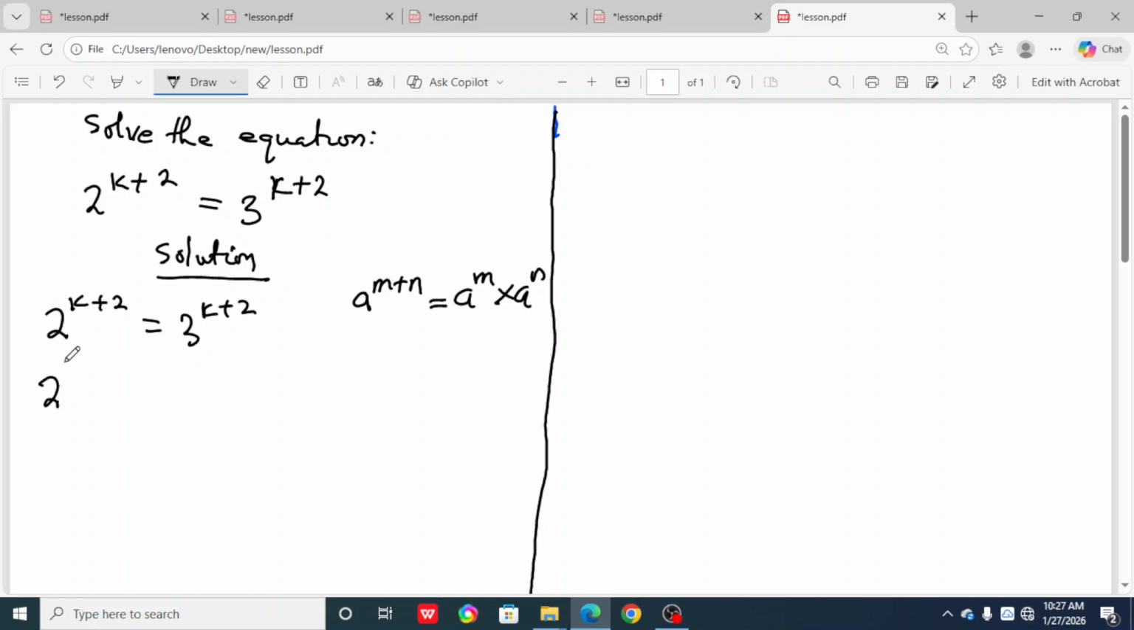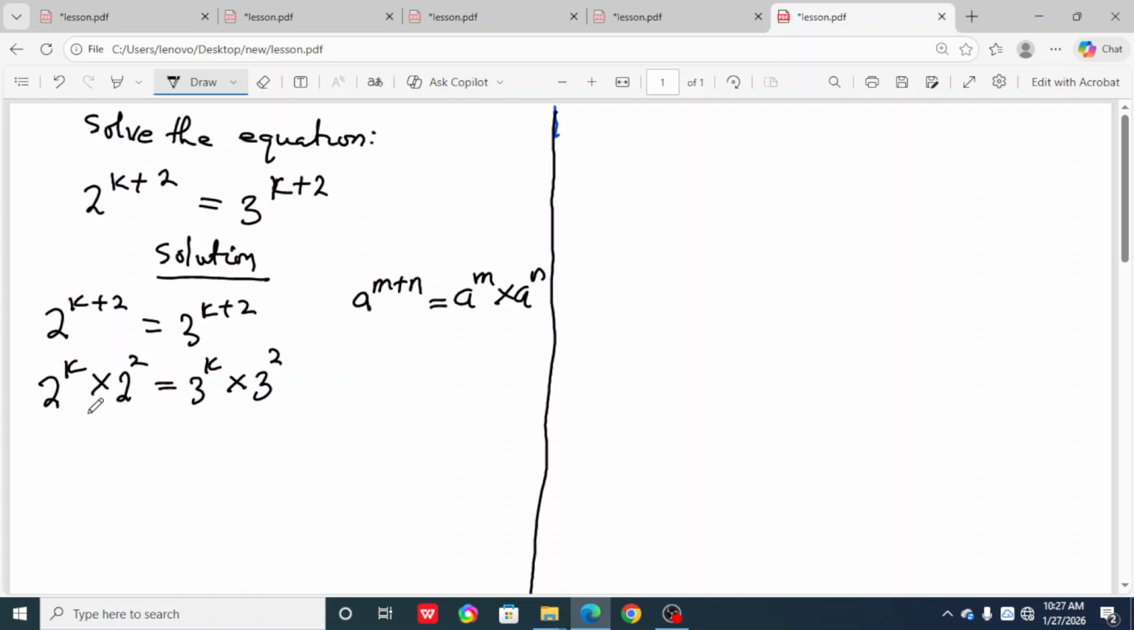This is 2 raised to power k, plus changes to multiplication, then 2 raised to power 2, is equal to the same thing here, 3 raised to power k multiplied by 3 raised to power 2. Now since we have a number that has power k here and a number that has power k here, we are bringing them together. And since we have a number that has power 2 here and power 2 here, we are bringing them together. So how do we do that?